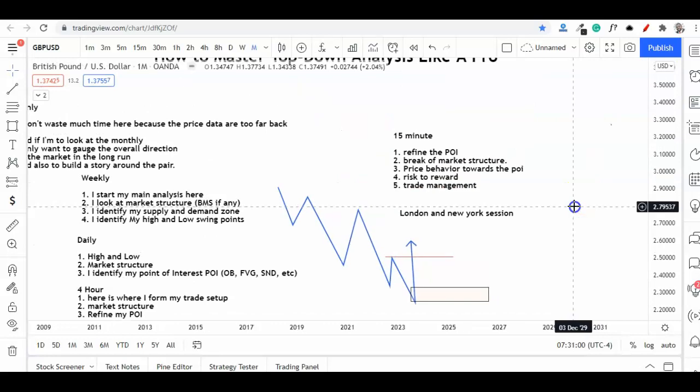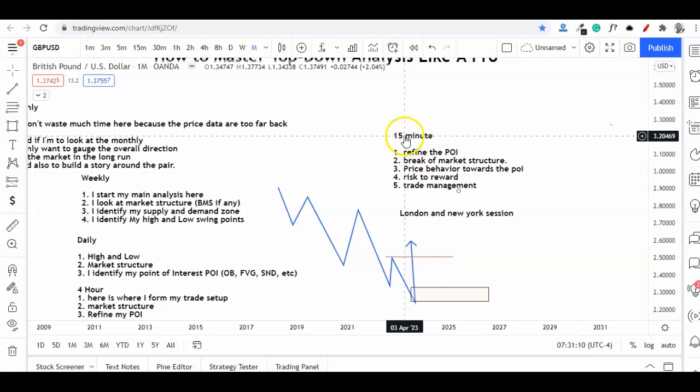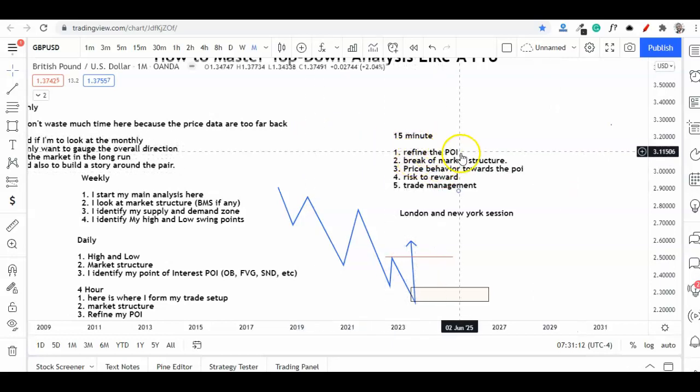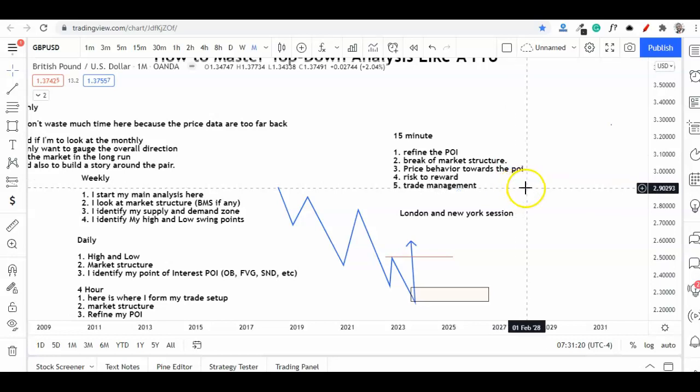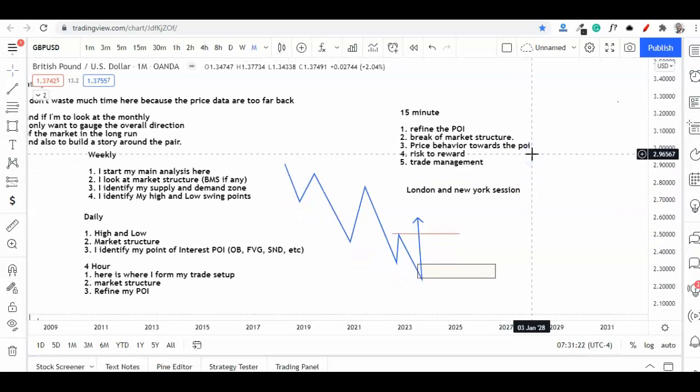Then where I execute the trade is on the lower time frame from 15 minutes down. Sometimes I execute my trade on the 1 hour if the setup is clean enough. So from 15 minutes down, I will further refine the point of interest, and I will also look for a confirmation, a break of market structure in the direction I intend to trade. So that's all that you need to know.